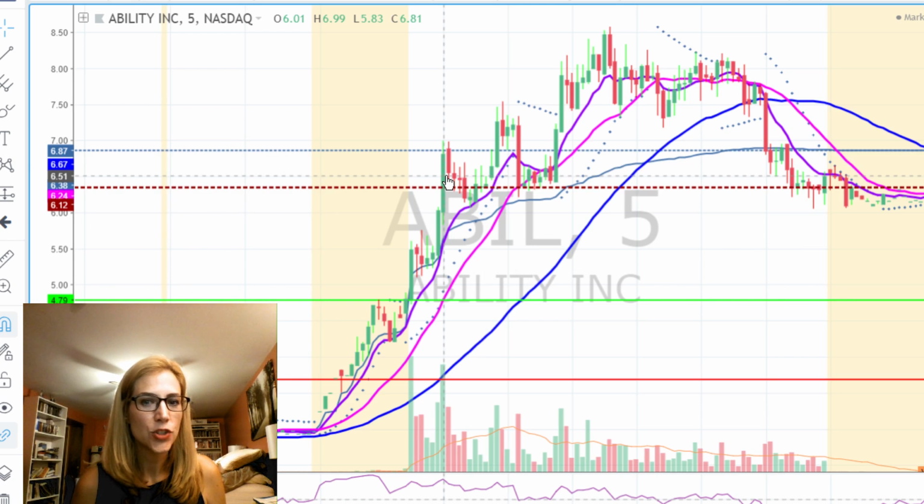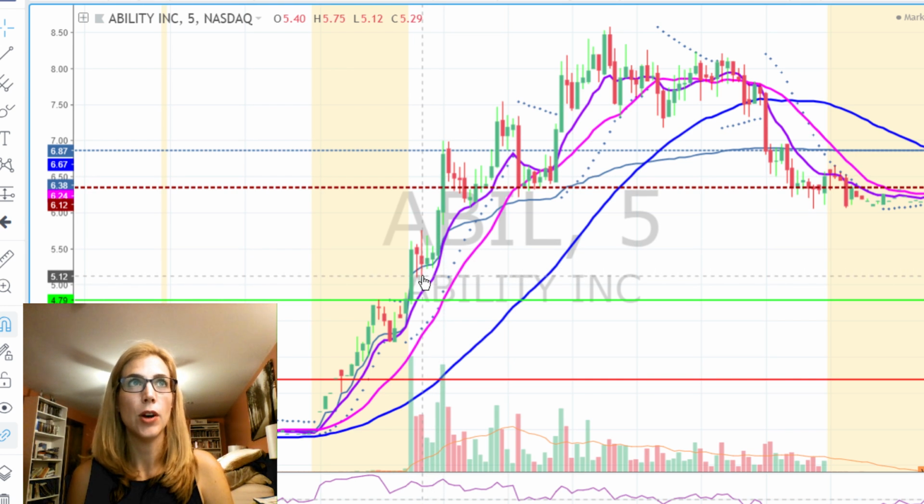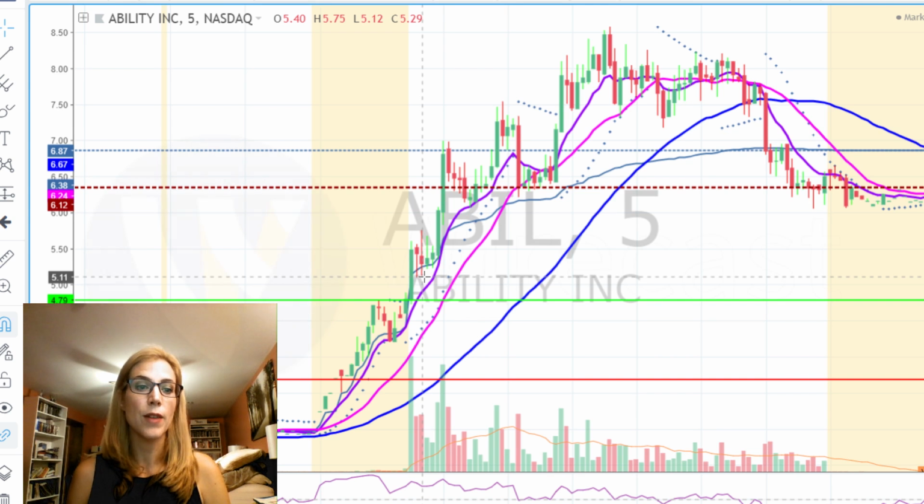Does that help you, Jay, as to the entry and exit and everything like that? For me, I'm looking at the volume. I'm looking at level 2, especially on the lower float stocks, because they will definitely move very, very quickly.